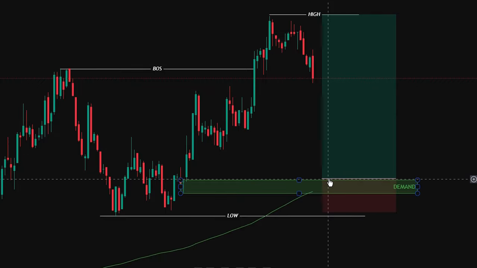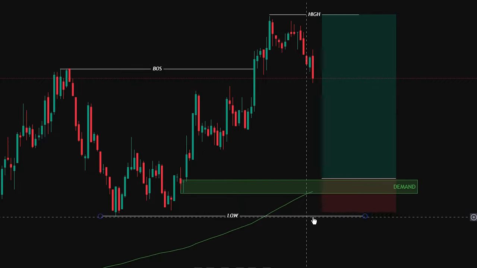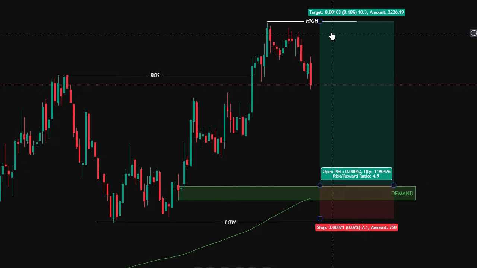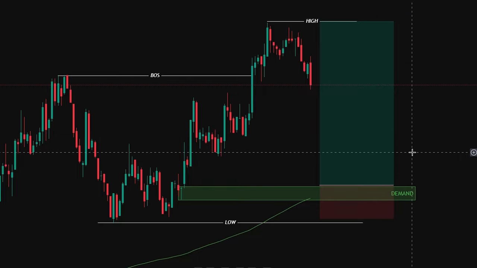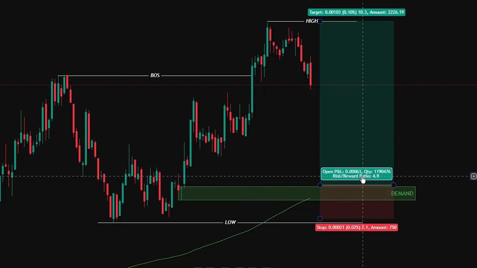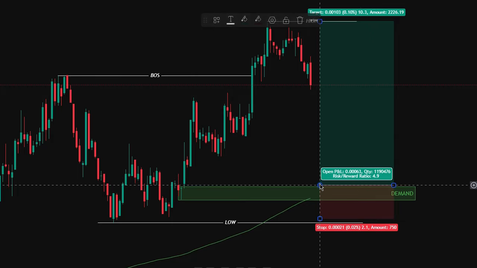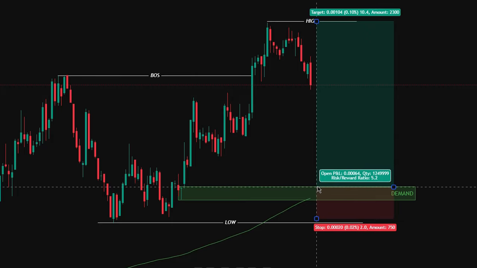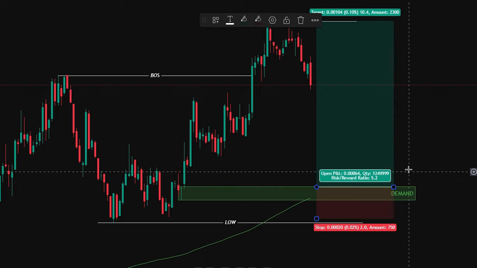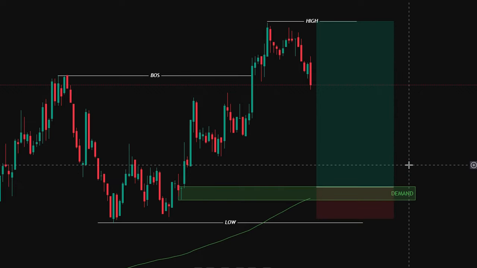So this is our entry zone to the imbalance, and you can see our stop loss is still the same and the target is still the same. But you can see the magic: the risk reward ratio is 1:4.9, but if we enter exactly at the level we can get 5.2, which is 5.2:1. It's a very big ratio.